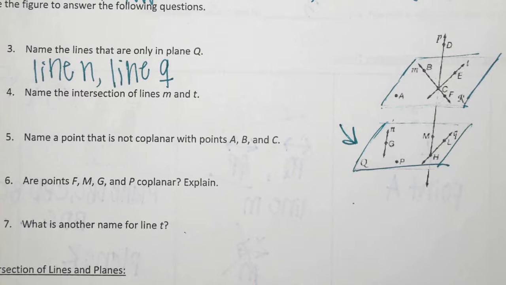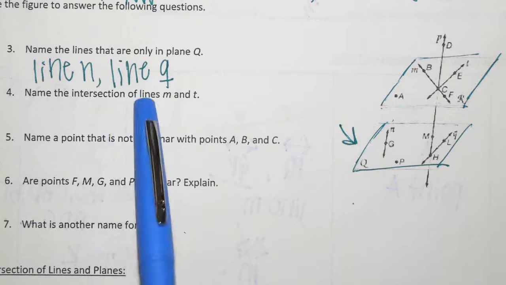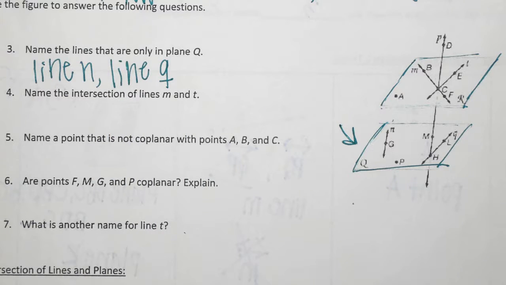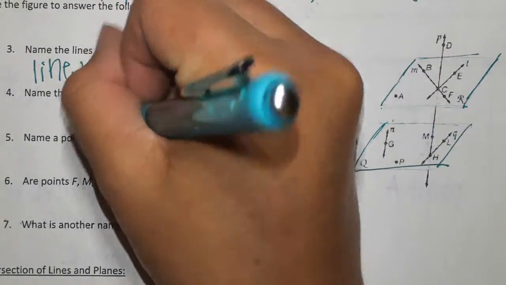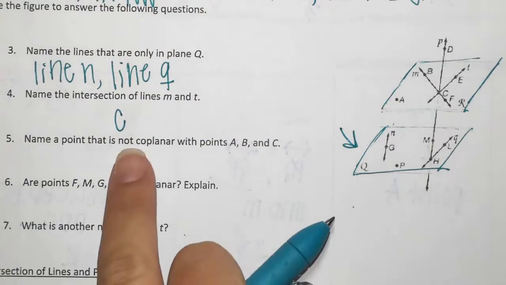All right. Name the intersection of lines M and T. Well, when two lines cross, when they intersect, that's a bad example. Let me use a pen. When they intersect, does it make a line where they intersect? No, it's just a point. So it says when two lines intersect, they're going to meet at one point. Well, here's M, here's T. What point do they intersect at? C. So remember, I can either just say C, or I can say point C.